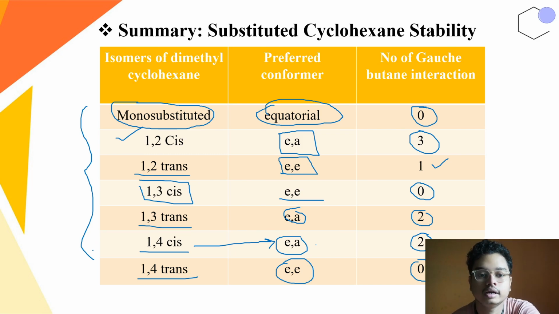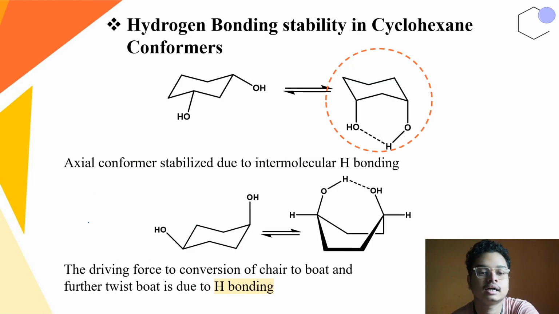Okay. Now let us discuss hydrogen bonding stability in cyclohexane conformers. Okay. So if there is a 1,3 disubstitution, there are 2 OH groups present.